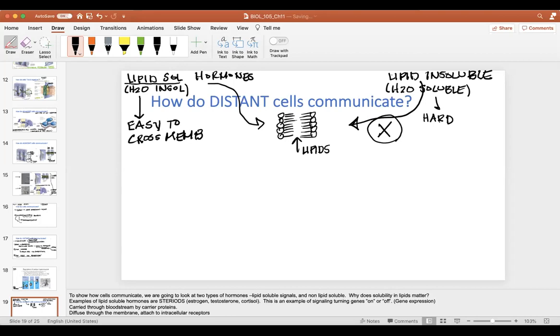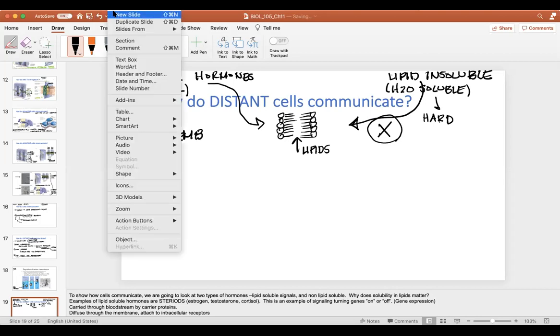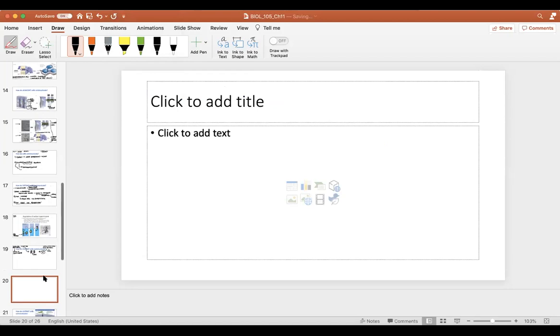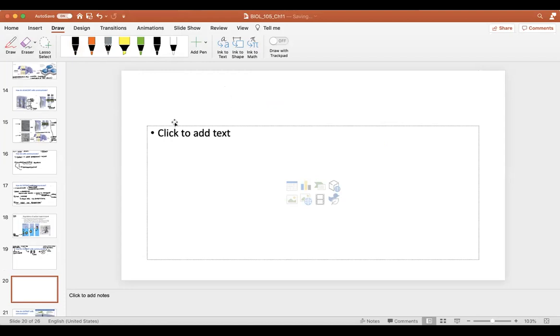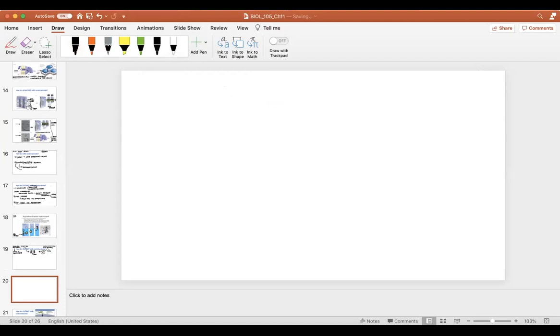hormones. Let me go ahead and insert a new slide here just so that you guys can have some room here for me to draw. And let me get rid of all this stuff. All right, so what we're going to look at for an example of a lipid soluble, I hope I'm not confusing you guys there, a lipid soluble hormone example is we're going to look at the action of steroid hormones.